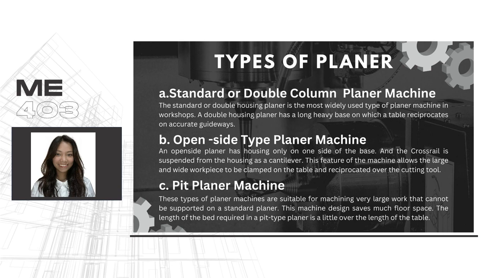Standard or double column planer is the most widely used type of planer machine. It is characterized by a long, heavy base on which a table reciprocates on accurate guideways. An open side type has housing only on one side of the base. The cross rail is suspended from the housing as a cantilever. This feature allows a large and wide workpiece to be clamped on the table and reciprocated over the cutting tool.